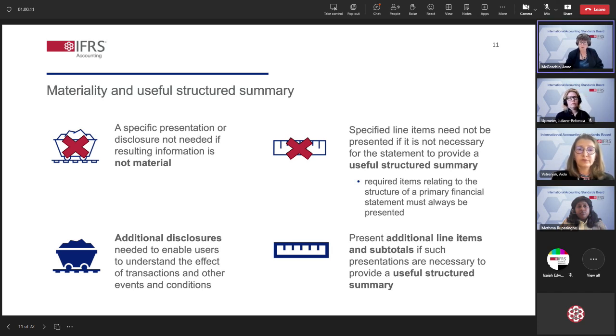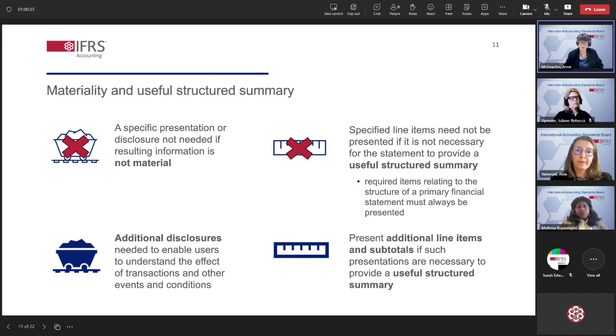Secondly, a company shall provide additional information if it's material to enable users to understand the effect of transactions and other events and conditions, even if it's not specifically required by an IFRS accounting standard. And this is the same as it's always been under IAS 1. There's no change to these requirements.